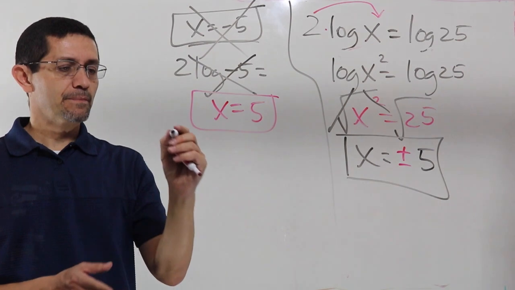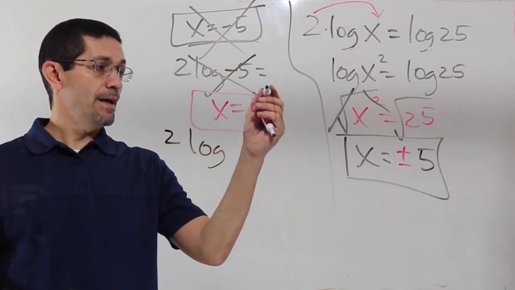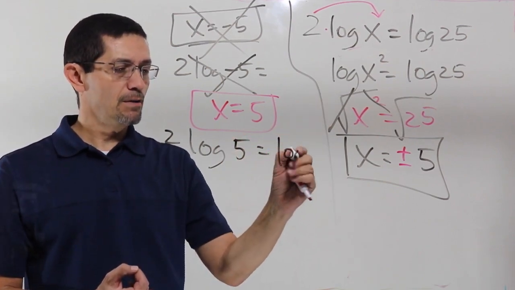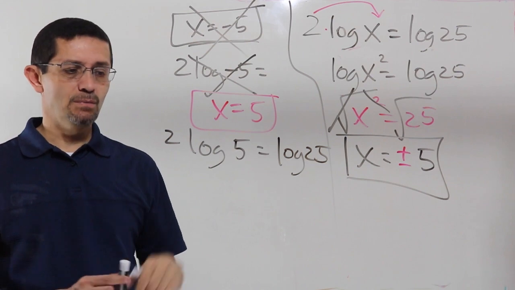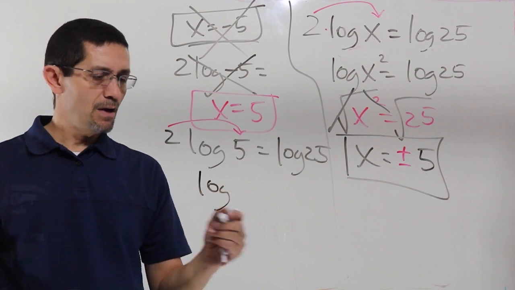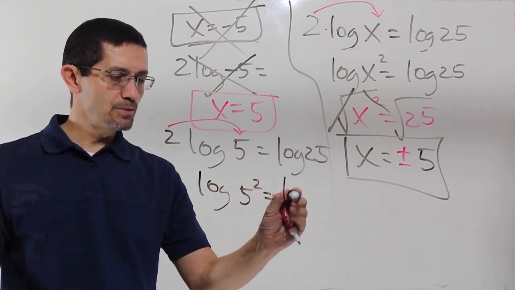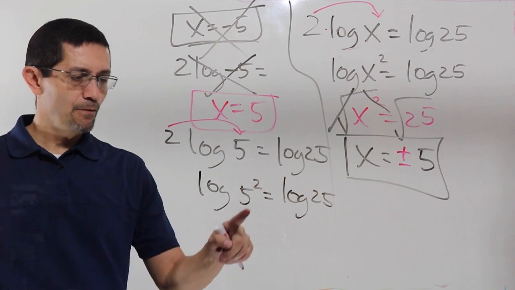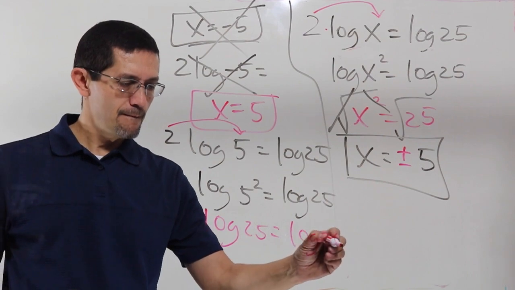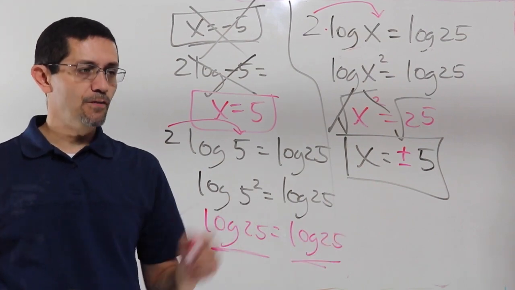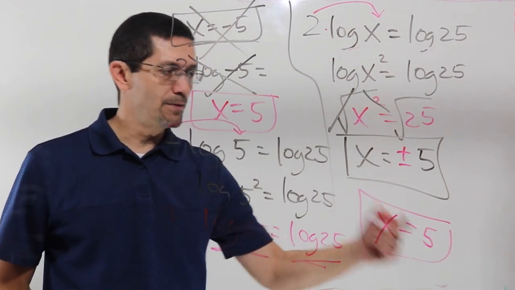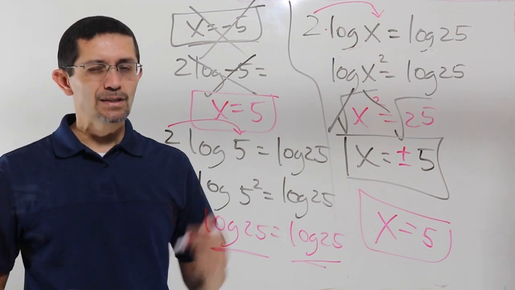Now I have the same thing. 2 log of x, instead of the x, I'm trying the positive 5, equals log of 25. Remember, this is an exponent, so let me bring it back over here, and I have log of 5 squared equals log of 25. 5 squared is 25. Both sides are equal, therefore my answer is x equals 5. Negative 5, extraneous solution. Let's try a few more.